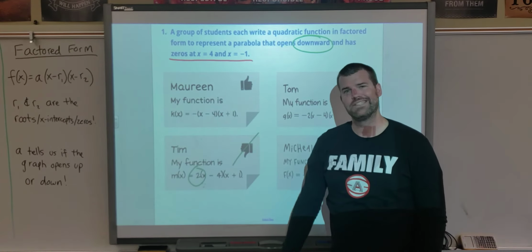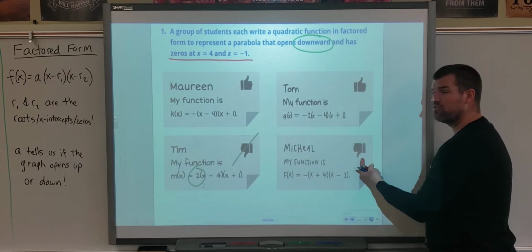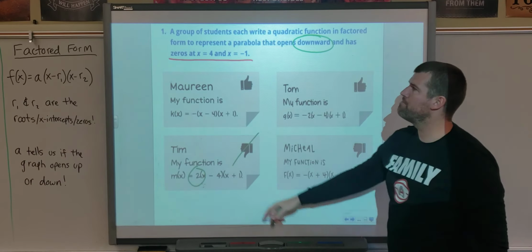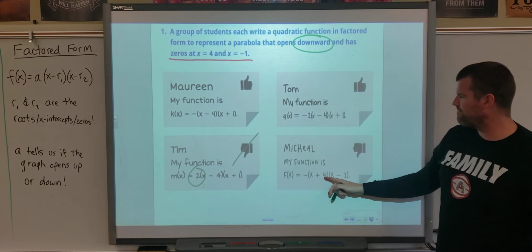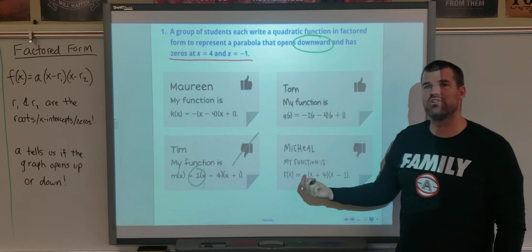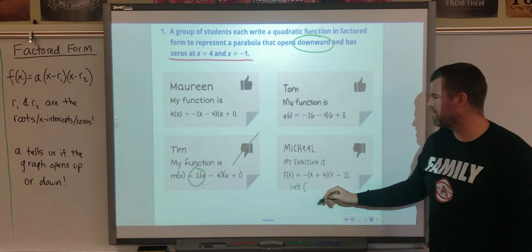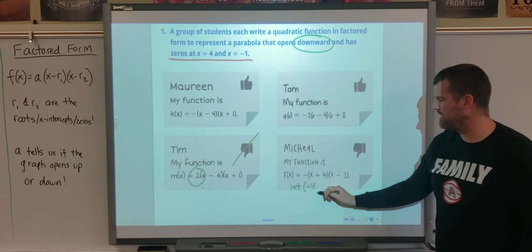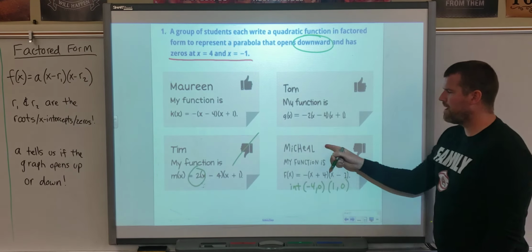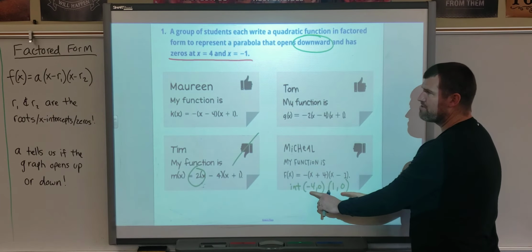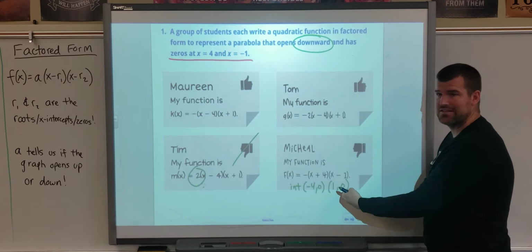So Tim, he's wrong. Now this one does have a negative which would open down, but Michael still got a thumbs down. So that must mean that Michael didn't have zeros at 4 and negative 1. So let's take a look. If Michael puts 4 and negative 1, what will the actual intercepts be? Well, if this is x plus 4, the intercept will be the opposite, right? So instead of plus 4, it'll be negative 4. And instead of minus 1, this will be positive 1. So when Michael wrote his function, did he really have intercepts at 4 and negative 1? Or did he put intercepts of negative 4 and positive 1?